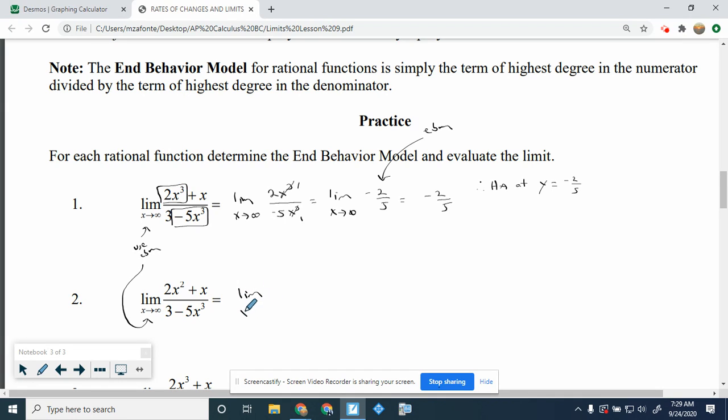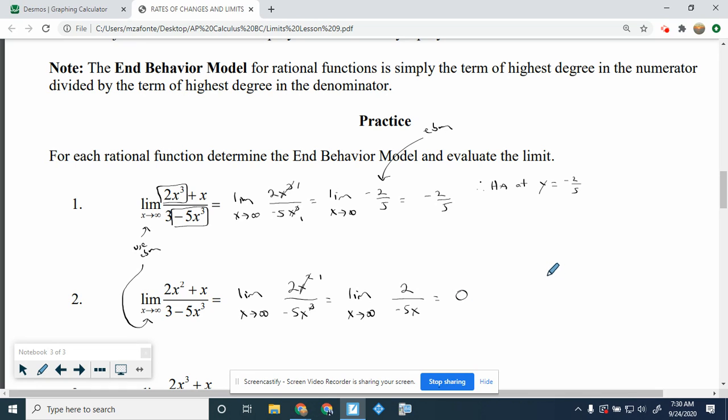I can rewrite this as the limit as x goes to infinity. The term of highest degree in the numerator, the one that's going to dominate for large positive values of x, is 2x squared. The one that dominates in the denominator is minus 5x cubed. Can I simplify this? I certainly can. Two factors of x here go with two factors of x there. So I get the limit as x goes to infinity of 2 over negative 5x. Now this goes back to what we learned the other day, where you have a constant being divided by something that is growing without bound. You keep dividing by a larger and larger number, so this whole limit is going to go to 0.